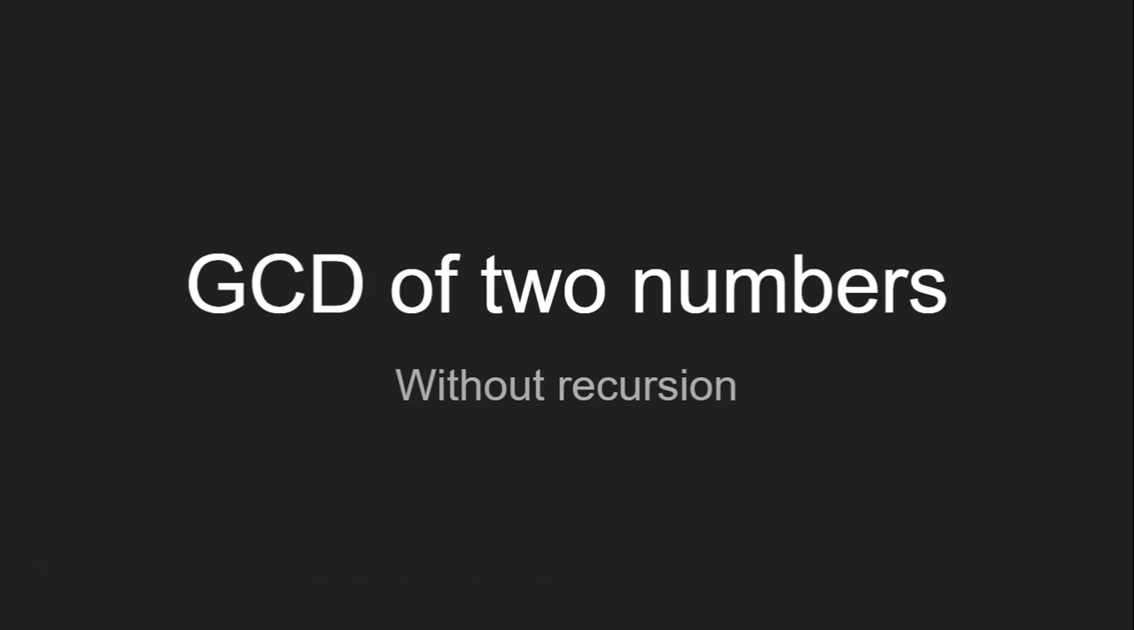Hello everyone, in this video we are going to see the program for the GCD of two numbers. What is GCD? Greatest common divisor. Here we are given two numbers, and we are going to find the common divisor of the two numbers. This program is done without using a recursion function. Initially we will see how the concept works, and then we will see the program with recursion.